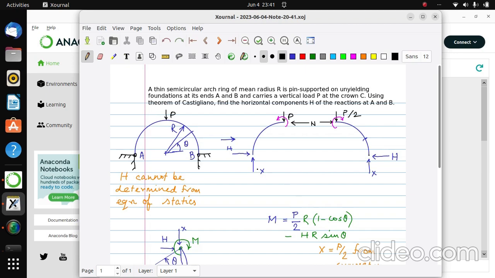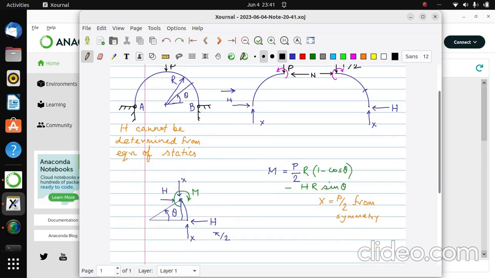And if you cut here and draw the free body diagram and calculate the bending moment, if you find out the bending moment expression here, just take moment about this point, and this M clockwise is H. For H this is the moment term, and for X this is the moment term. So this is the moment expression, because X is P by 2. So we replace X by P by 2. Now let us work it out using sympy.